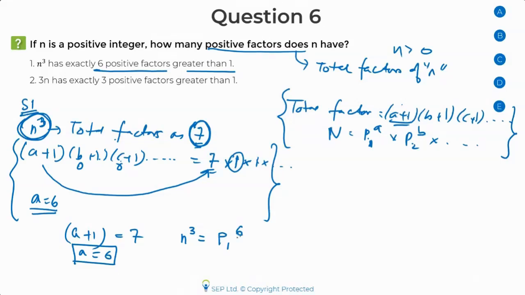Now, if n cube is p1 to the power 6, you can say that n has to be p1 square, right? You can divide the powers by 3 on both sides. So the total number of factors in this case, you take the power, so the total factors of this would be 2 plus 1, equal to 3. Please tell me if there are any doubts out here.